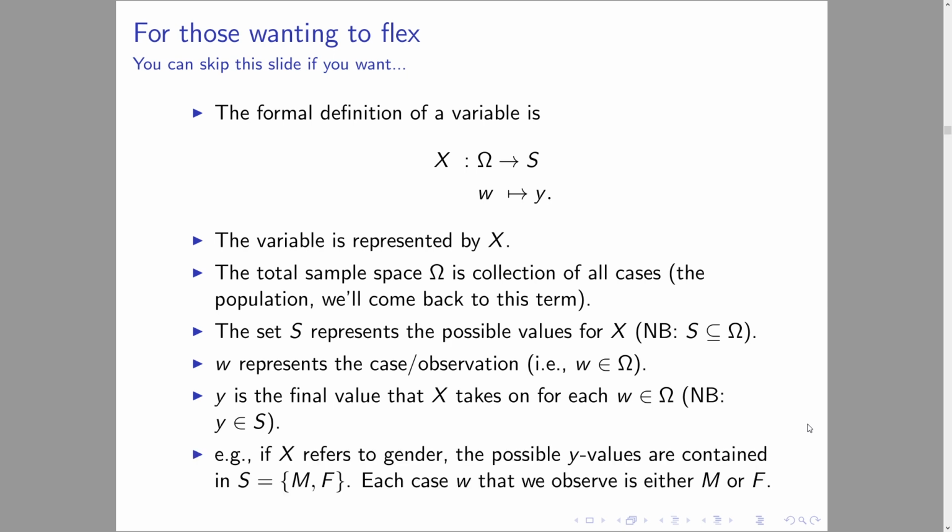So as an example, if big X represents gender, the possible y values are contained in the set S. In this case, we've only got the choice between male and female. Therefore, that means each case W that we have, that is every row we have in our data set, will either have M or F for that column value.